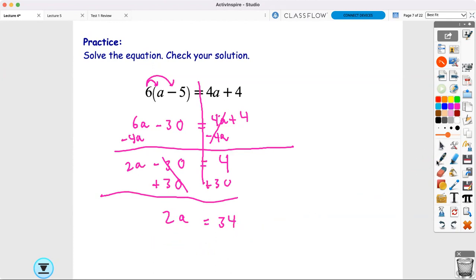Remember, our goal is to get what letter by itself? The A. A, right? So now the real question is what's happening with this 2 and this A that we don't see? What operation's happening here with 2A? Multiply? Yeah, they're being multiplied, right? And the opposite of multiplication? You're gonna divide. You're gonna divide by 2. Because remember that we're unwrapping the A, right? So we're getting rid of that 2. So what we do to one side, we do to the other.